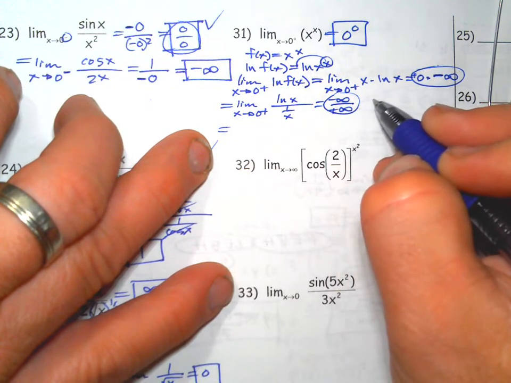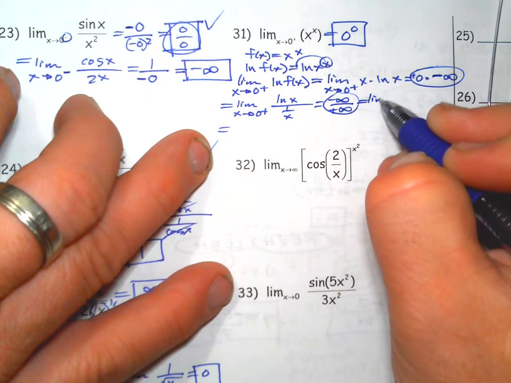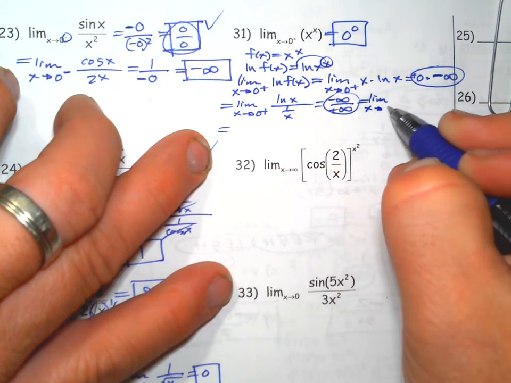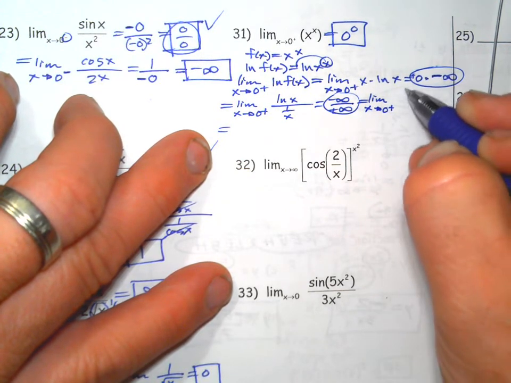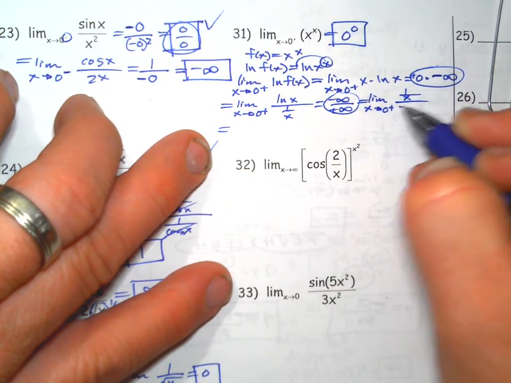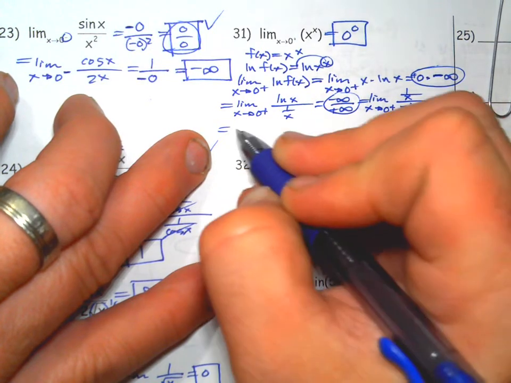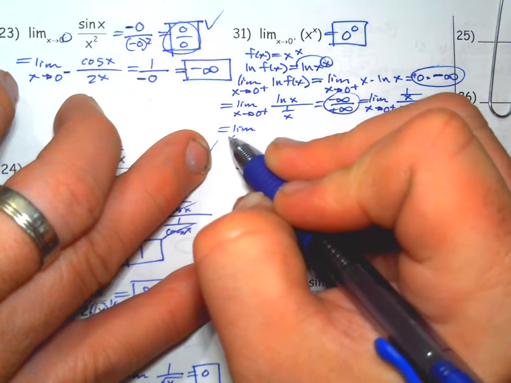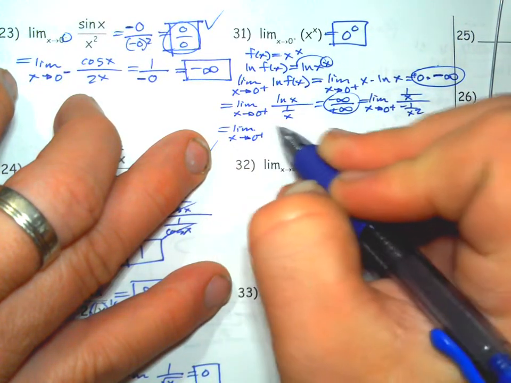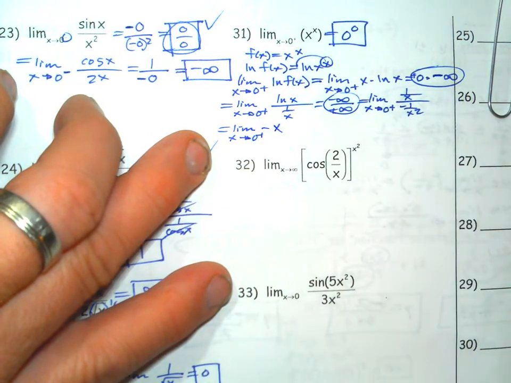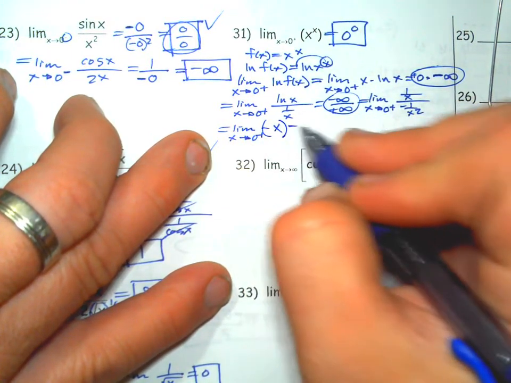And so then we can do L'Hopital's rule. I'm just going to do it over here because I'm running out of room. You'll have a lot more room tomorrow. A lot more room. 1 over x, negative 1 over x squared. And clean it up. So it's negative x. It's just going to 0.